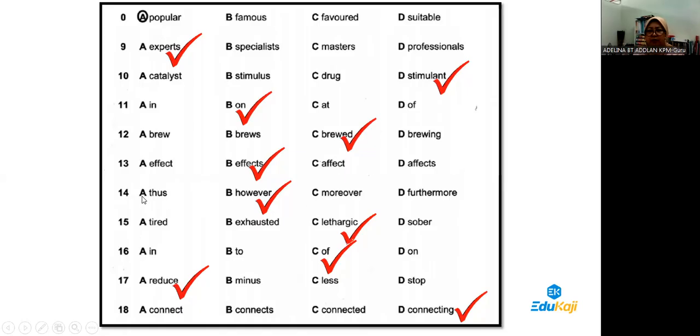For number 14, students are again being tested on their grammar, which is their cohesive device. We are talking about linkers. Okay, number 15, students are tested on their what? Vocabulary, clever. Okay, number 16, students are tested on their grammar. Yes, true. This is also linkers when you want to join from one sentence to another.